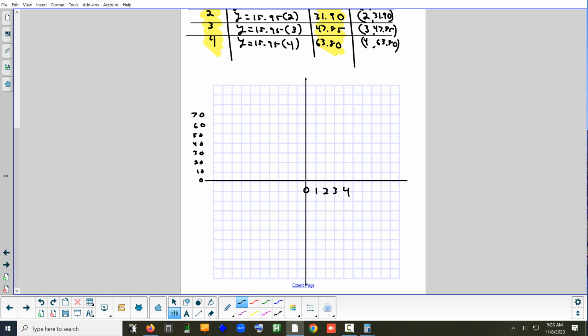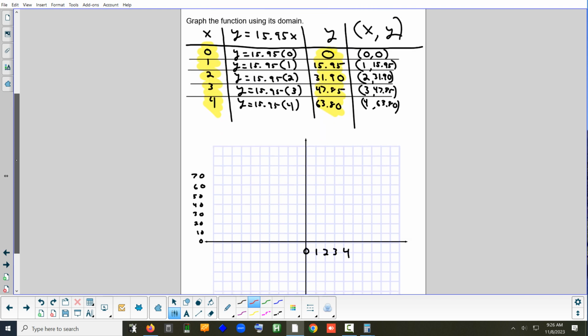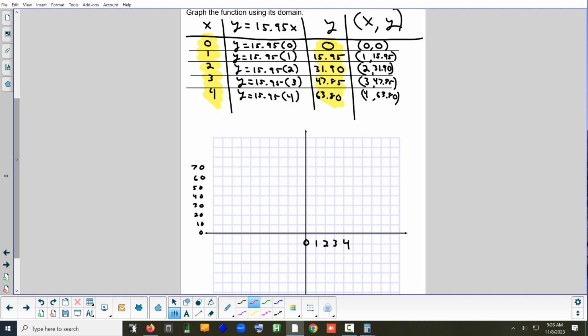Okay, so the first point that we have to graph is 0, 0. All right. The next point is 1, and then it's about 16. Okay, so just graph it the best you can. I'd say like right about there, in between 10 and 20. The next one is 2, and then a little bit above 30. So we'll go 2, a little bit above 30.